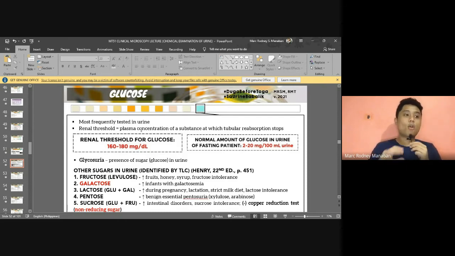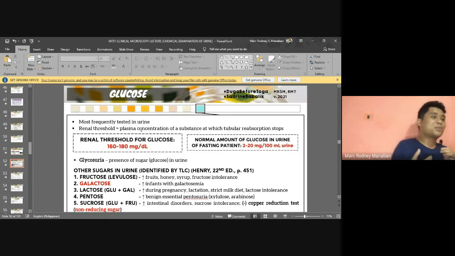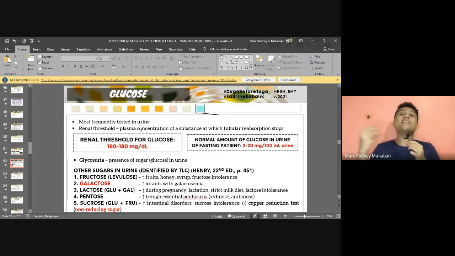The renal threshold is the plasma concentration of a substance at which the tubular reabsorption stops. Meaning, when it reaches this level, your tubules say, I don't want it anymore, I've had enough. So what happens is the substance is excreted into your urine. That is your renal threshold. And for glucose, again, 160 to 180. So if your plasma glucose is greater than 160, it is possible that glucose will start to appear in the urine.